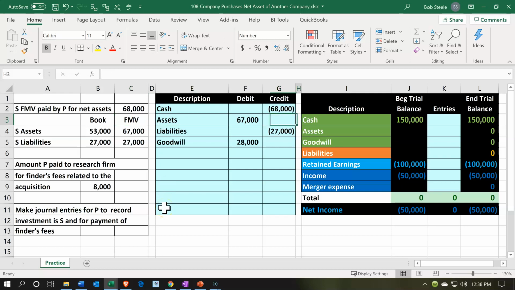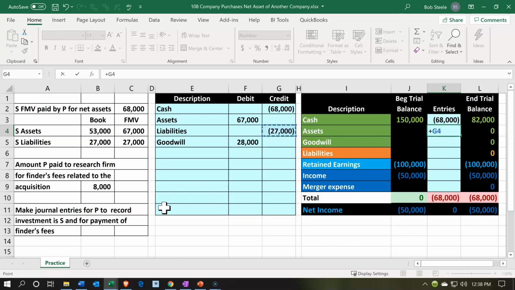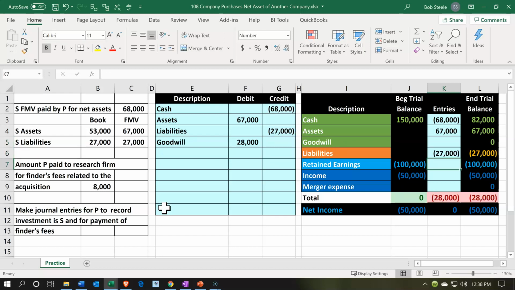Okay, so let's record this. We're going to go to K3. I'm going to say equals, and I'm going to say the cash there. Cash is going to go down from 150,000 down by the 68,000 to 82,000. Assets, then, I'm going to say equals or plus, and it's going to go up by the 67,000. Then the liabilities, equals or plus, that 27,000. It's going to increase in the credit direction by that 27,000. And then the goodwill is going to go on the books at the 28,000. So there we have it.